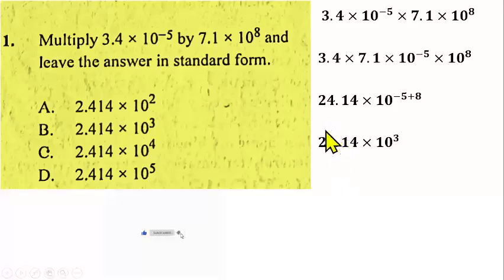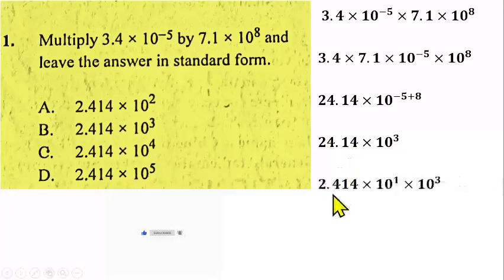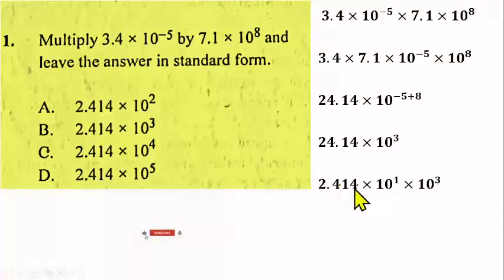So if you move it in between 2 and 4, you'll have 2.414 times 10 raised to power 1. 10 raised to power 1 is the number of times you move the decimal point to the front. So you have 10 raised to power 1 times 10 raised to power 3 here. Also, you can now apply the law of indices to this and this as well, just like we have done here.